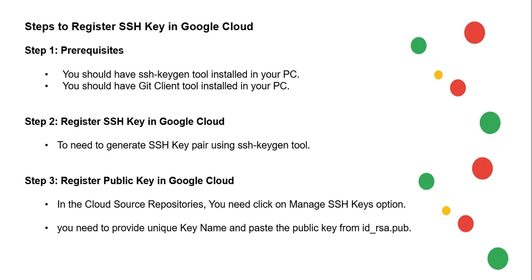Step 2 is registering the SSH key in Google Cloud. You have to generate the SSH key pair using the ssh-keygen command tool. Step 3 is to register the public key in Google Cloud. Once the SSH key pair is generated, you have to log into the Cloud Source Repository. There is an option called SSH keys. There you have to paste the public key from the terminal.